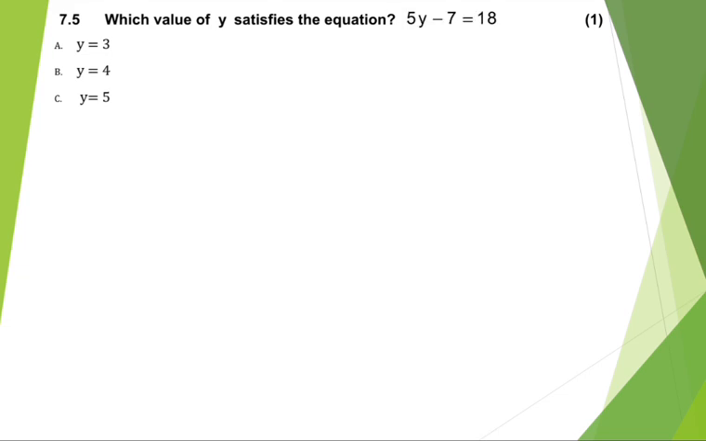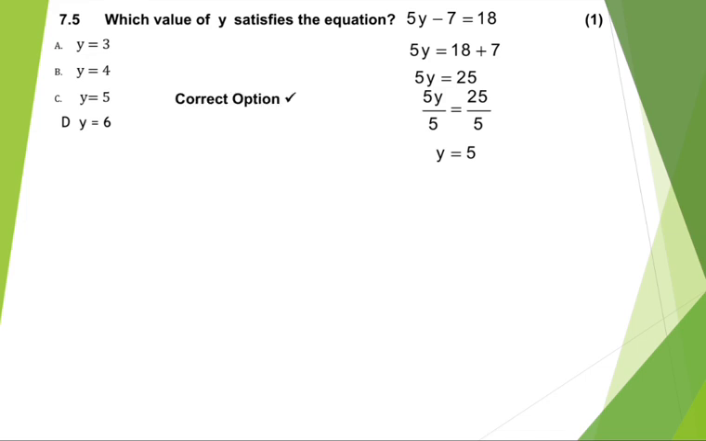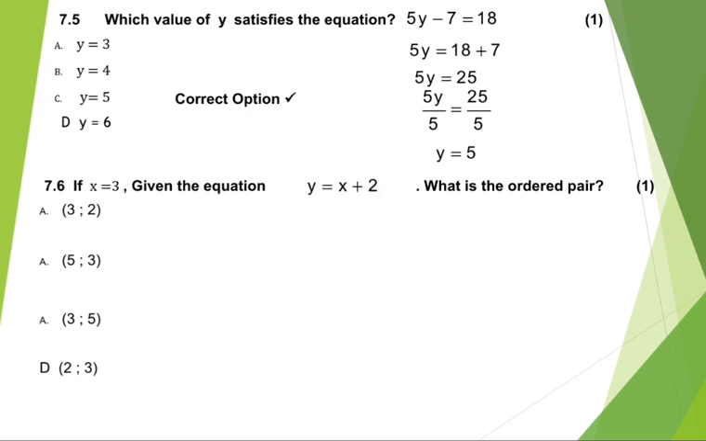7.5. Which value of y satisfies the equation 5y minus 7 is equal to 18? Right, let's isolate y, or make y the subject. So we take our 7 to the other side, it comes plus. So 5y is equal to 18 plus 7. Then 5y is equal to 25. Divide by 5 on both sides. So we get y is equal to 5. So the correct option is C. Let's move on to the next one now.